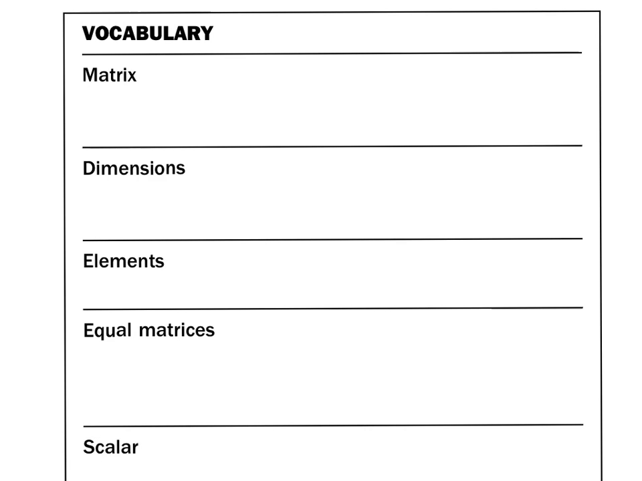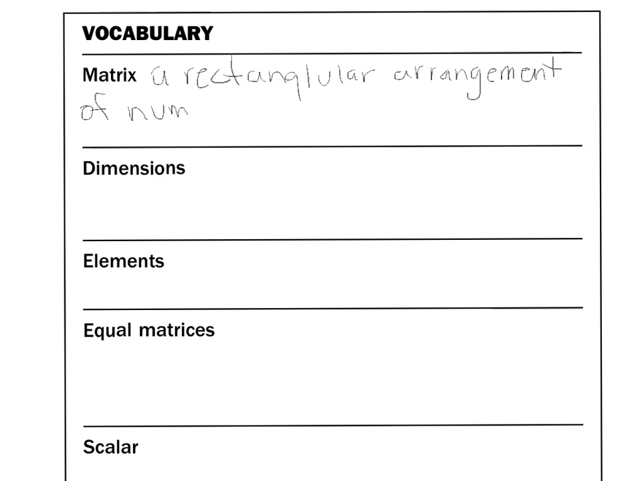3.5, perform basic matrix operations. Vocabulary, matrix. A matrix is a rectangular arrangement of numbers in rows, and those are things that go across, and columns. And columns are the numbers that go down.